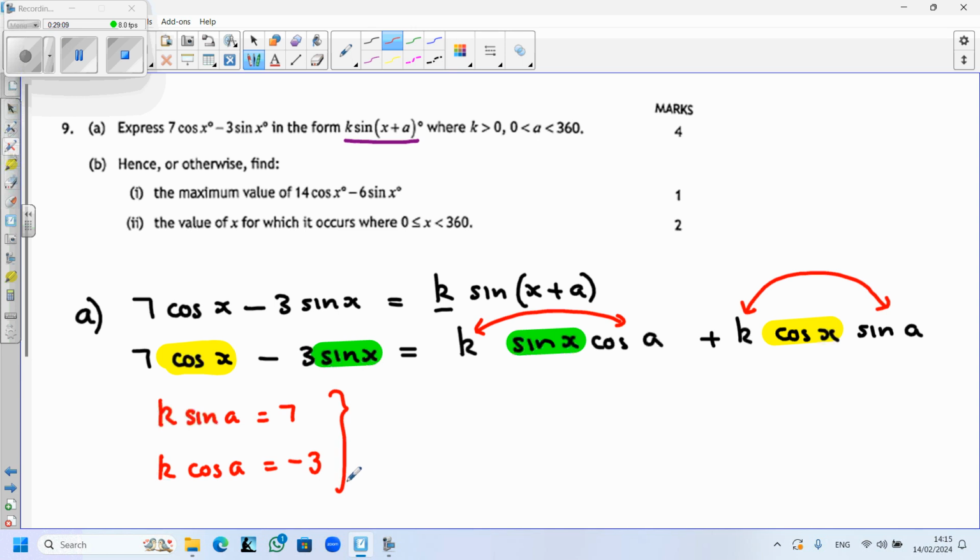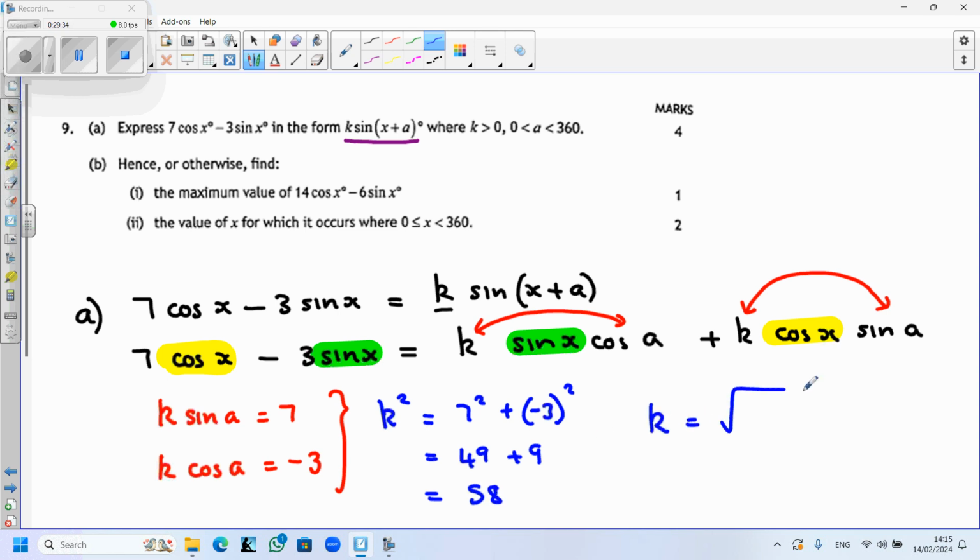So two things we want to find. We want to find out what k is. We want to find out what this angle A or alpha is. So to find out what k is, we square both of them. And because we're squaring, we're getting k squared. So k squared is 7 squared plus minus 3 all squared, which is 49 plus another 9. And that gives us 58. I don't want k squared, I want k, so k is equal to the square root of 58.